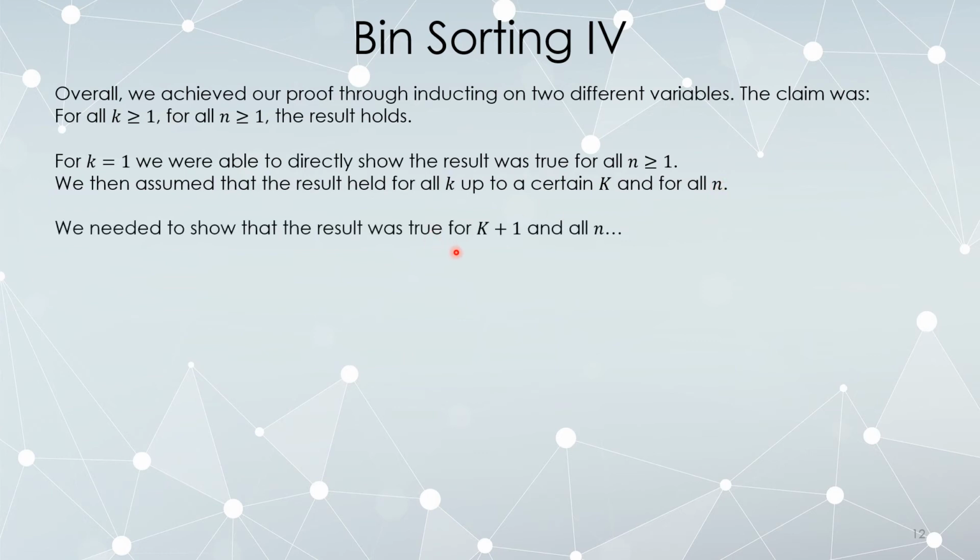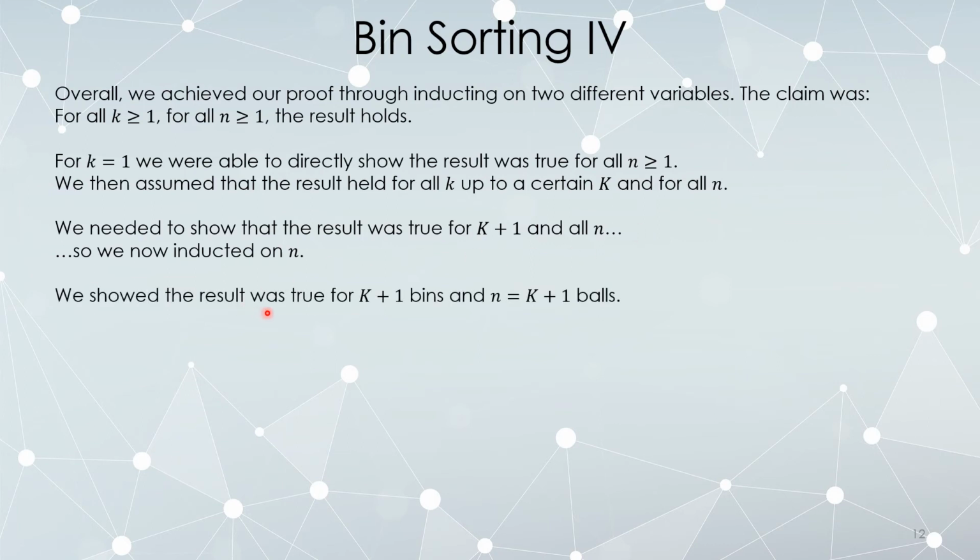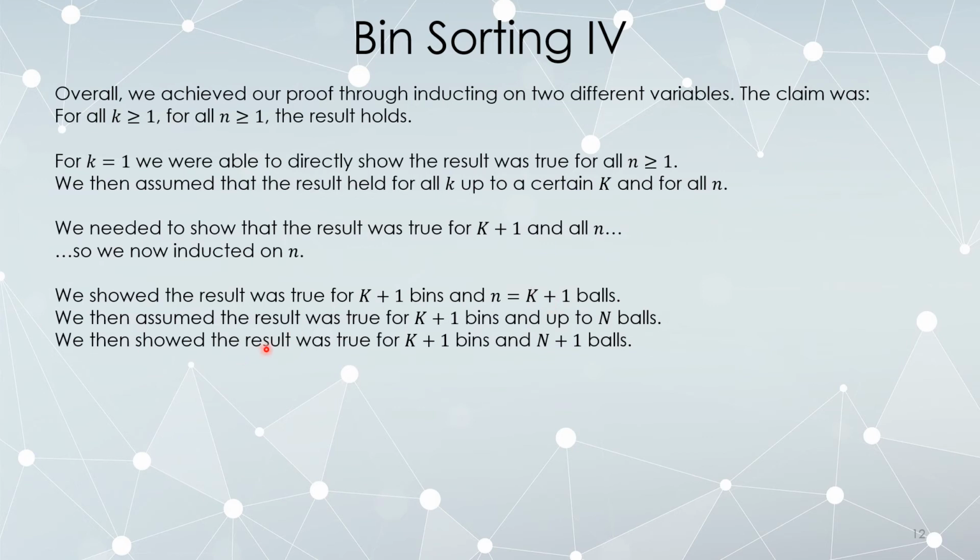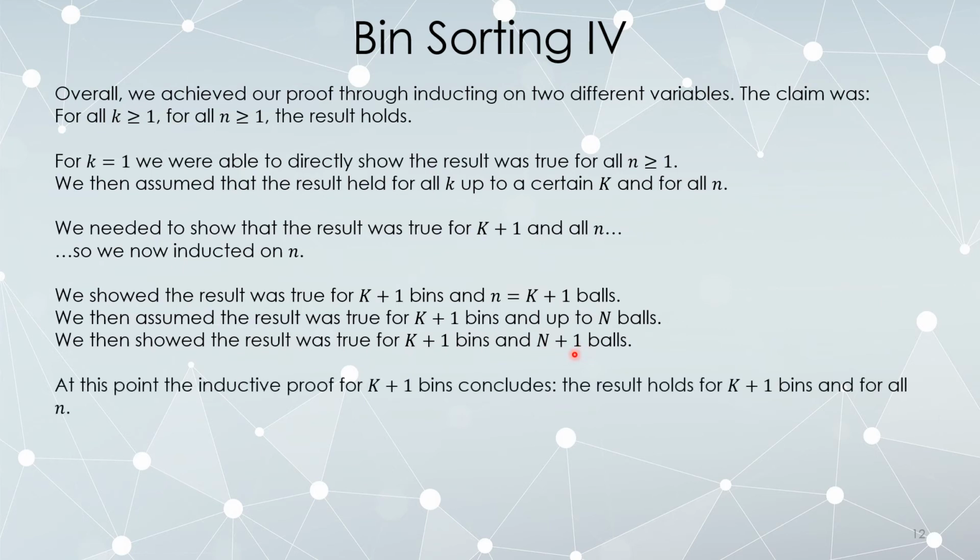Now what we need to show is that the claim is true for k plus 1 bins and all n, and for this claim we do a separate inductive proof. By inducting on n, we showed the result was true for k plus 1 bins and up to and including k plus 1 balls. Now we assume it's true for exactly this many bins and capital N balls, where N is at least as large as k plus 1. Then we have to show that it's true for the same quantity of bins and one more ball, and we were able to do that. So the inductive proof is now finished, okay?